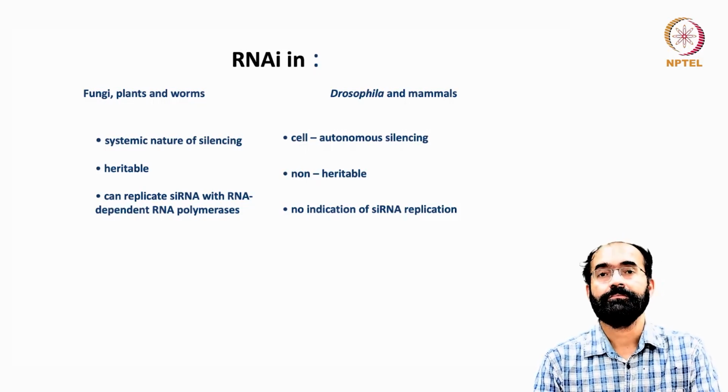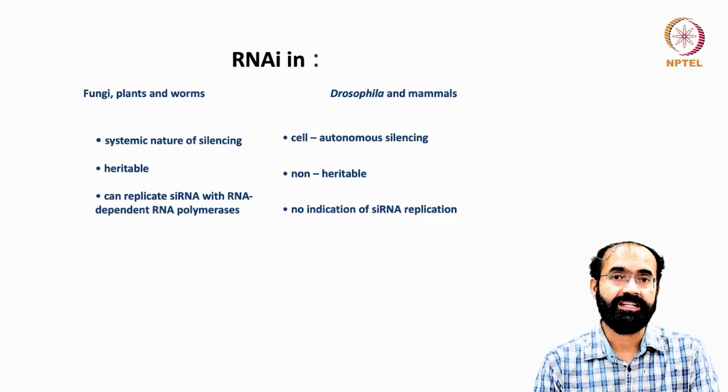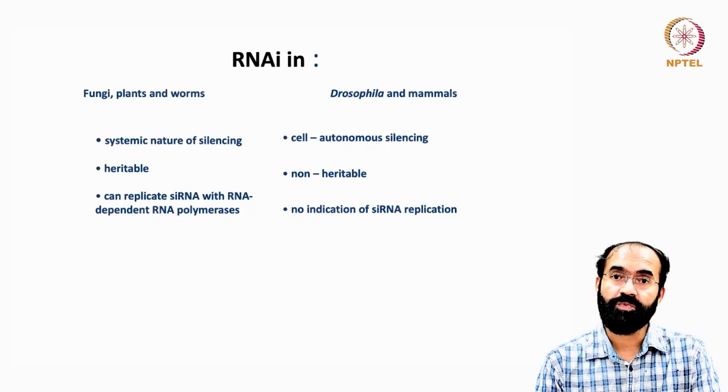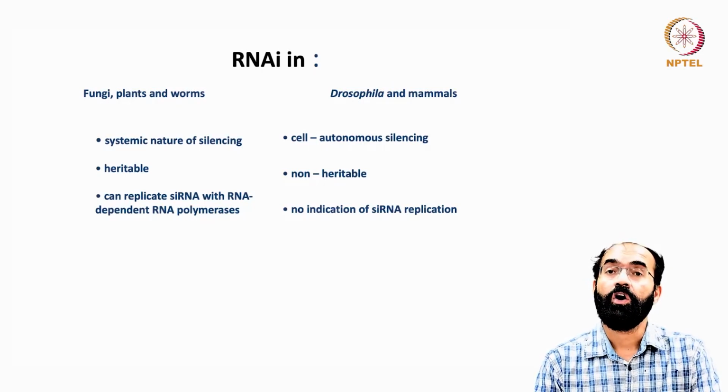House A may be non-vegetarians. House B may be vegetarians. There is no rule that says everyone has to follow a particular rule. You know, breakfast should be this, lunch should be this, dinner should be this. No, you can choose what you want to eat. So this is called autonomy. In the same way, RNA interference in Drosophila and mammals is autonomous.